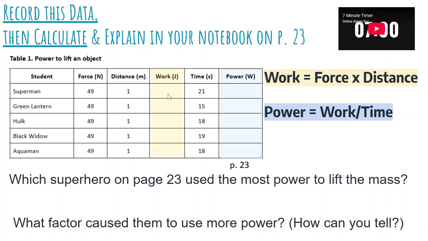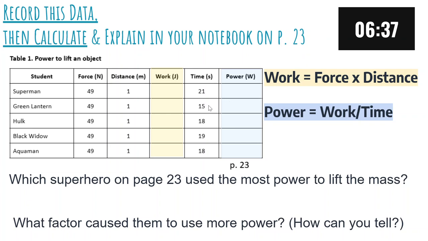49 times 1, of course, easy. We don't even need a calculator. It's 49. Okay, and then we're going to want to calculate how much power was used. In order to do power, we have to say the amount of work in joules divided by time in seconds. So we recorded how long it took Superman to roll up that mass to the top of the dowel. It took him 21 seconds.